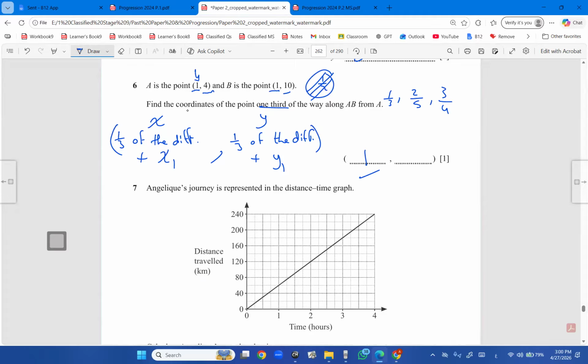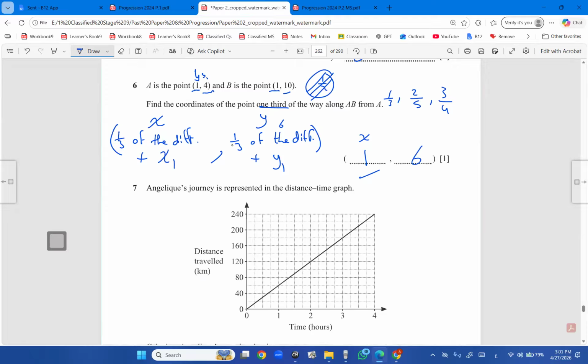But I know that the whole line lies on 1 in the x-axis. Anyway, following the rule or knowing it from the beginning is going to lead to the same answer. All right, the difference of the two y's, 4 and 10, is 6. What is 1/3 of 6? It is 2. 2 plus y1. What is y1? y1 is 4. So 2 plus 4 is 6.